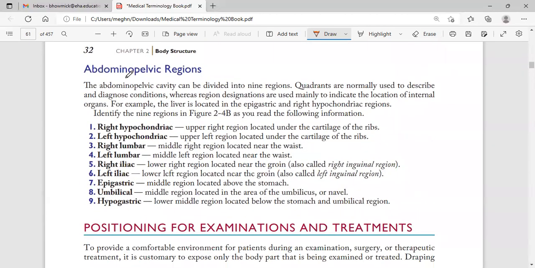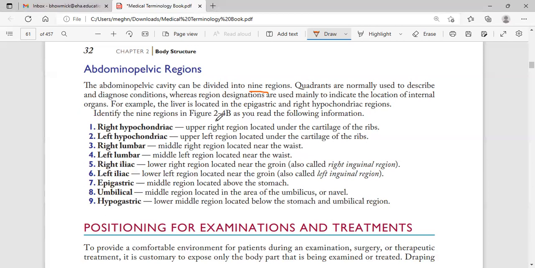Next, the abdominopelvic regions. The abdominal cavity is divided into the 9 regions. Quadrants are normally used to describe diagnostic conditions, whereas the region designations are used mainly to describe the locations of internal organs. For example, the liver is located in the epigastric and right hypochondriac regions.